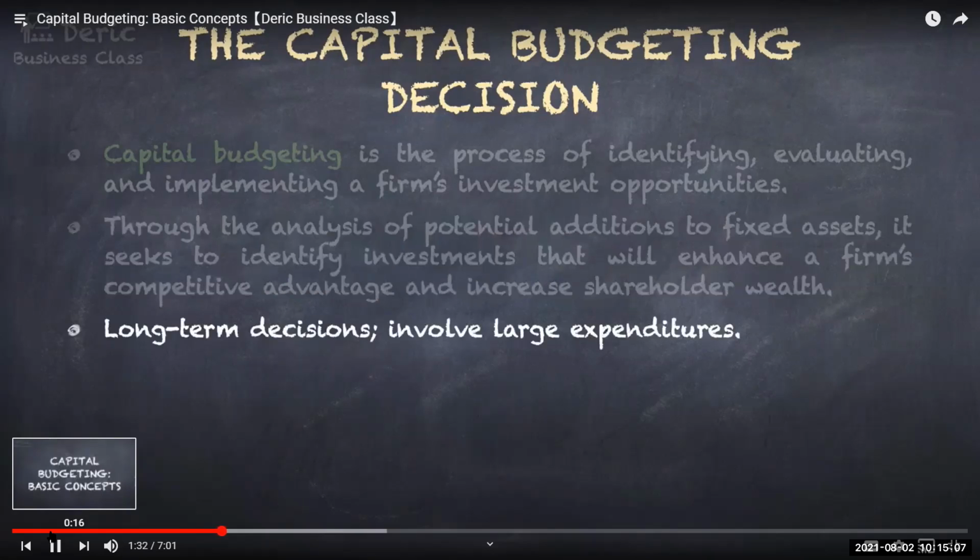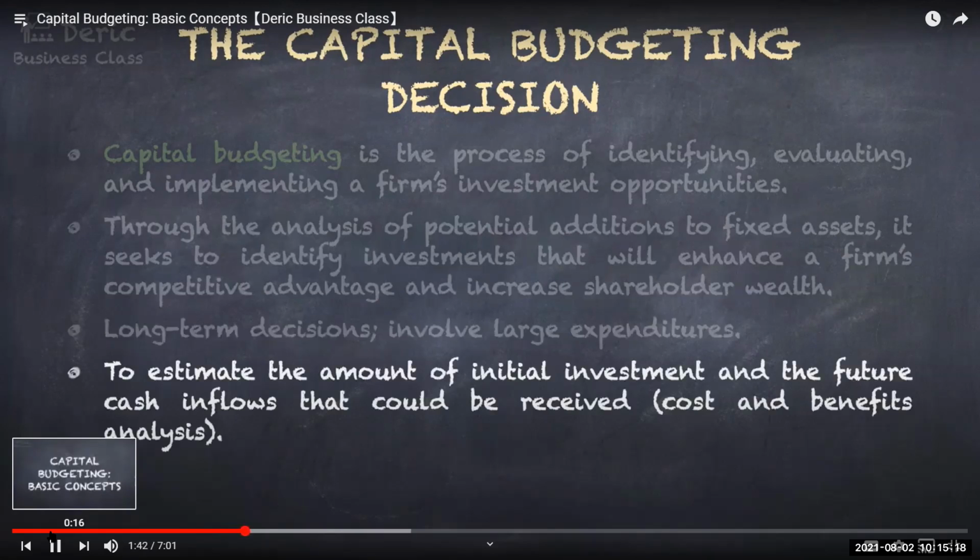Capital budgeting deals with long-term decisions, which involve large expenditures. For committing a large sum of spending, the company has to be very cautious. For the calculation, 2 parts we are gonna deal with. First, we have to estimate the amount of initial investment. Second, the future cash inflows that could be received. That is what we call cost and benefits analysis.